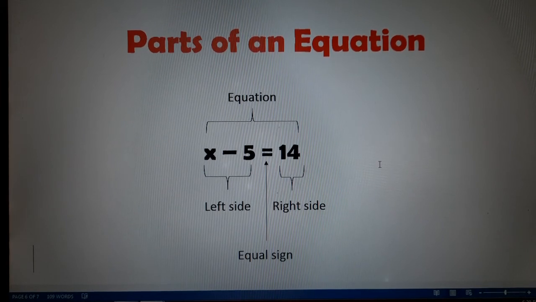So finally you understand the meaning of an equation. An equation contains a sign of equality. You can see numbers or terms on the both sides of the equal sign.